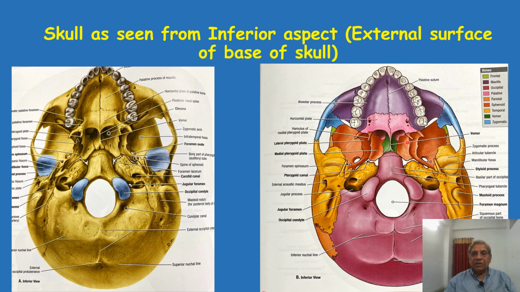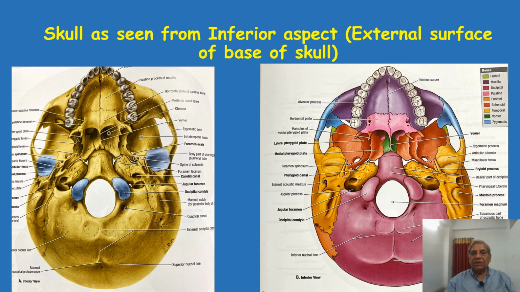In the middle there will be the body of the sphenoid, which is not clearly seen on the basal part, but when we see it from the inner aspect, the internal surface of the base, it will be visible. Here this is masked by this green color bone, which is called the vomer bone, which is applied on the under surface of the body of the sphenoid.